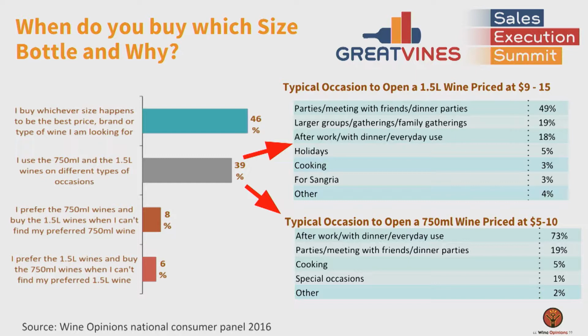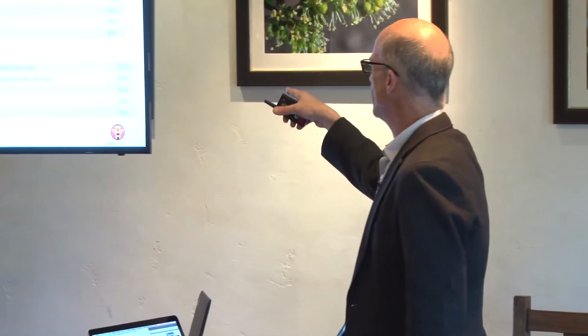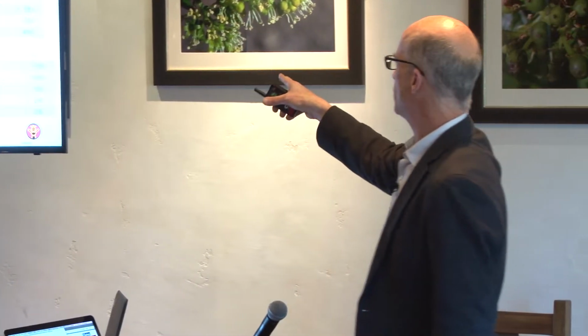Most people don't. Yeah, not there yet. So you can see, on the other hand, parties, meeting with friends, dinner parties for 750s, even at that middle price range, has got a fifth of them. And not as much for 1.5. So, I mean, a larger number for 1.5.